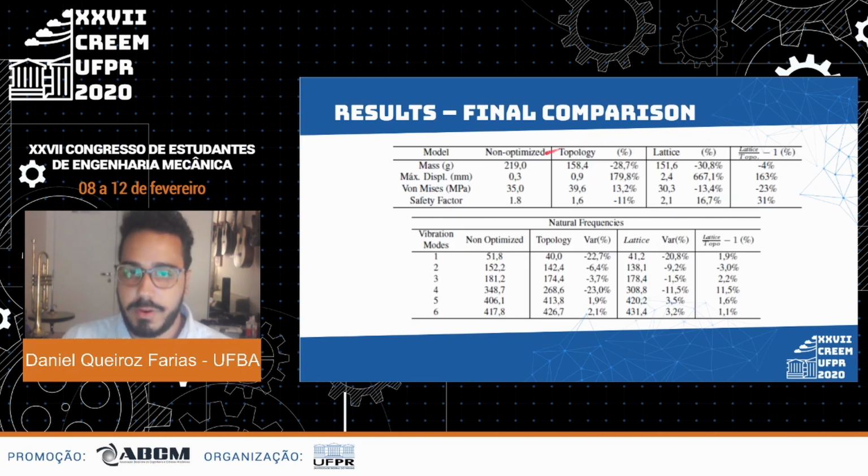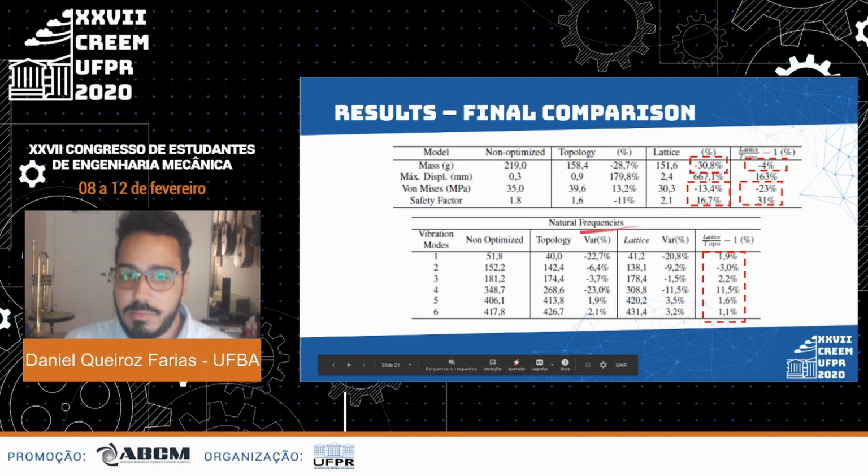Finally, it's possible to compare the results of a non-optimized, a topology optimized, and a lattice optimized part. It's interesting to notice that the lattice optimization had a higher decrease of mass, with almost 30% less mass than the non-optimized design, while it was 4% less than the topology optimized design. Another interesting factor was that the lattice optimization had smaller von Mises stresses, and consequently a higher safety factor. When compared to the topology, the lattice optimization design had higher values of natural frequencies for almost all of the modes, with the exception of the second one.